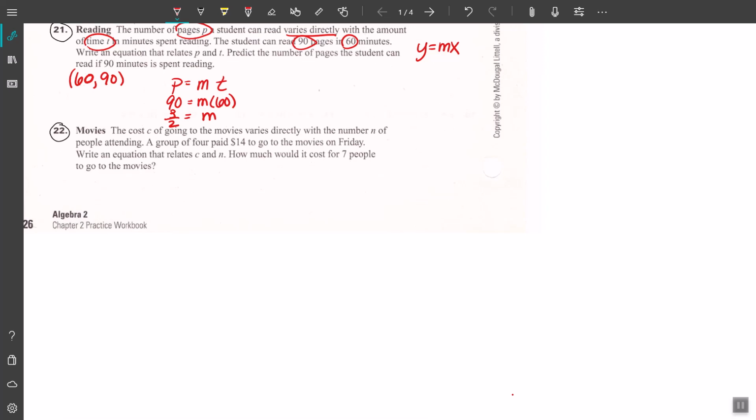So there's our slope. We're going to stick it back into our equation, leaving our x and y, which are t and p in this problem, open, because now this is a direct variation equation that we can use with any t. The last sentence says predict the number of pages a student can read if 90 minutes is spent reading. So I'm going to evaluate at t of 90. And when you do that calculation, you end up with 135 pages.